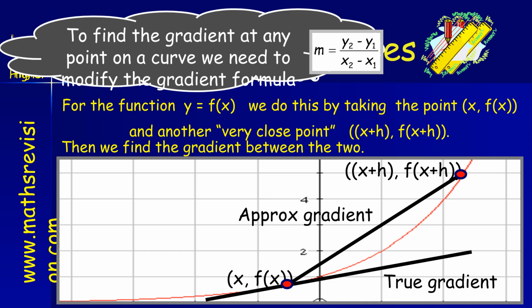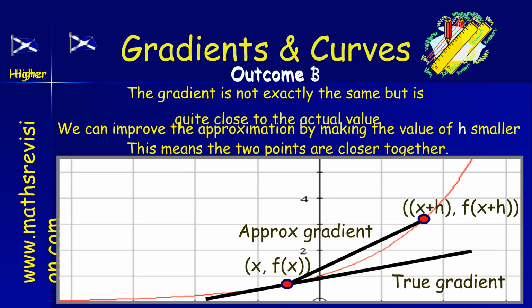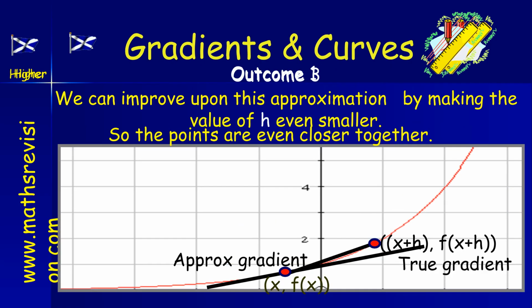To find the gradient at any point on a curve, we must modify the standard gradient formula. For a function y equals f of x, we take our point and a second very close point, then calculate the gradient between them. This approach gives an approximation. To improve this, we make the distance between the 2 points, denoted as h, smaller, bringing the points closer together. By making h even smaller, the points become even closer together, refining our approximation of the true gradient.